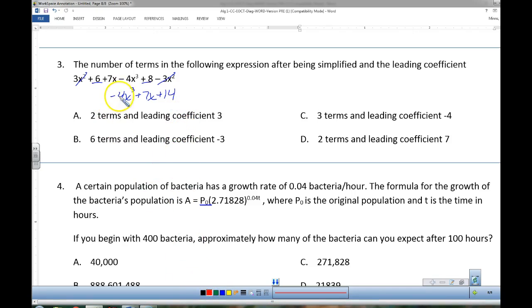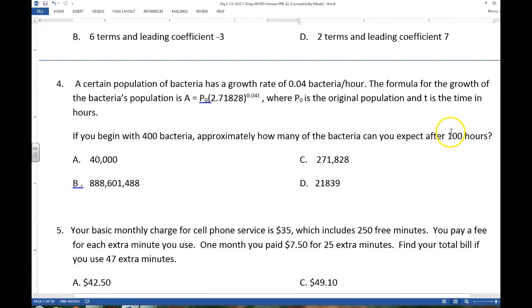What's our leading coefficient? That's the number out front. The leading coefficient is 4. How many terms do we have? 1, 2, 3. So leading coefficient of 4, 3 terms. That is C. All right, down to number 4.